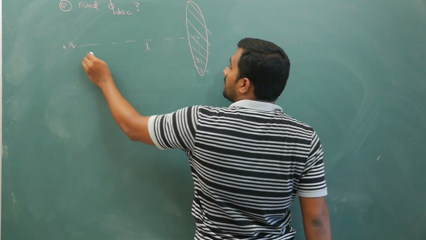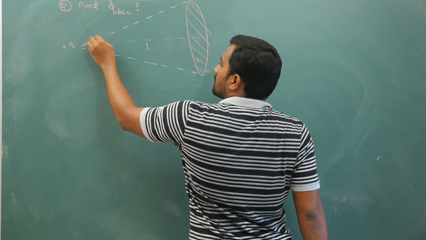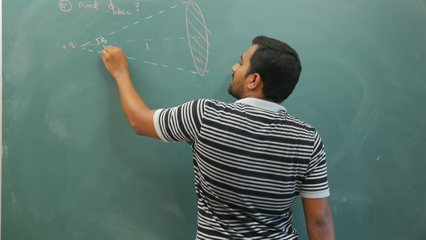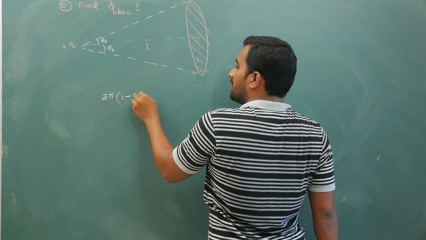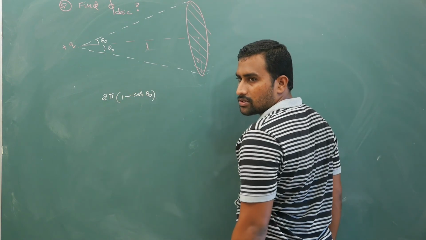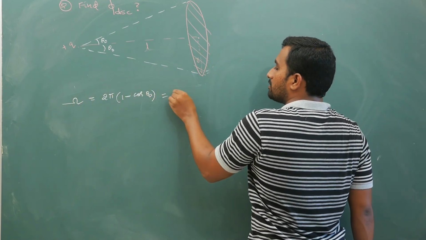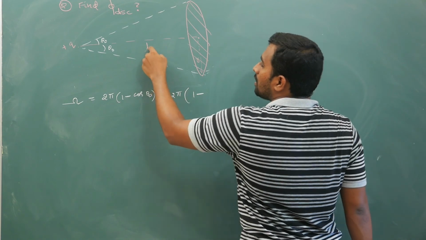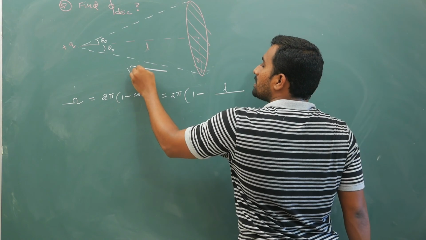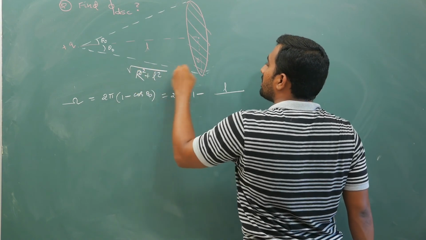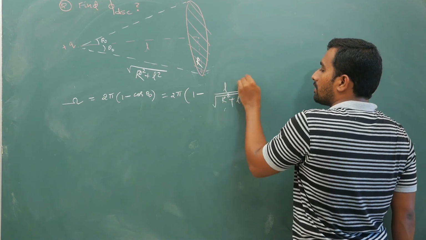What is your second method? If you look at this solid angle part, this solid angle here is theta naught. What does your solid angle mean? 2 pi times 1 minus cos theta naught is your solid angle. So the solid angle subtended by the surface is 2 pi times 1 minus cos theta naught, where cos theta naught is the adjacent side over the hypotenuse, that is L by under root r square plus L square, where the radius is capital R.